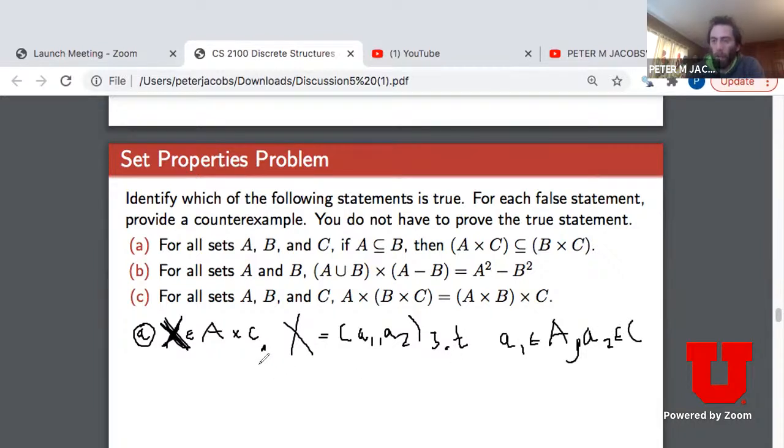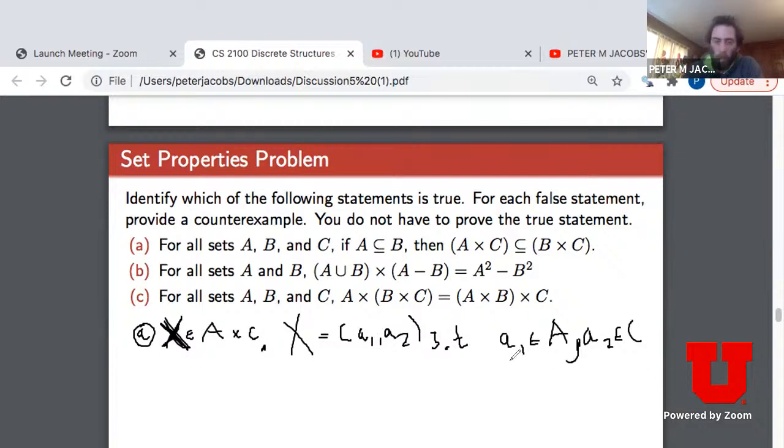So A cross C is the collection of ordered pairs where the first member of the ordered pair is in A and the second member of the ordered pair is in C. Here we've just taken an element, call it big X, in A cross C, and we've said, what does it mean that it's in A cross C? It means that it's an ordered pair with the first element in A and the second element in C, and we've just labeled them A1 and A2.